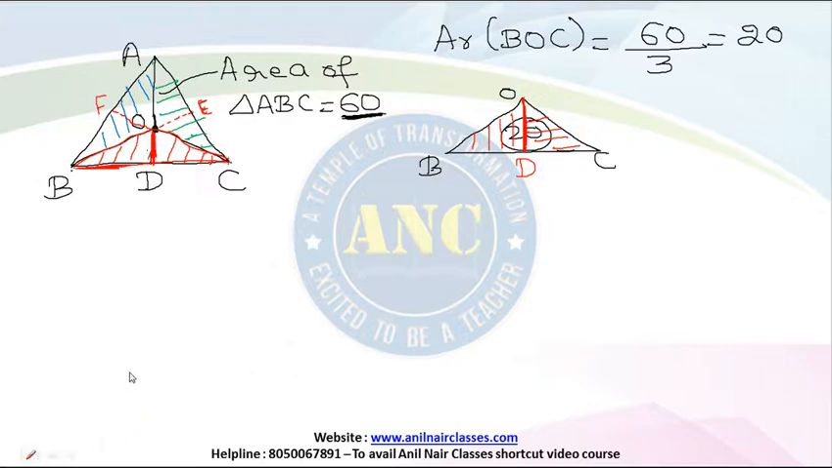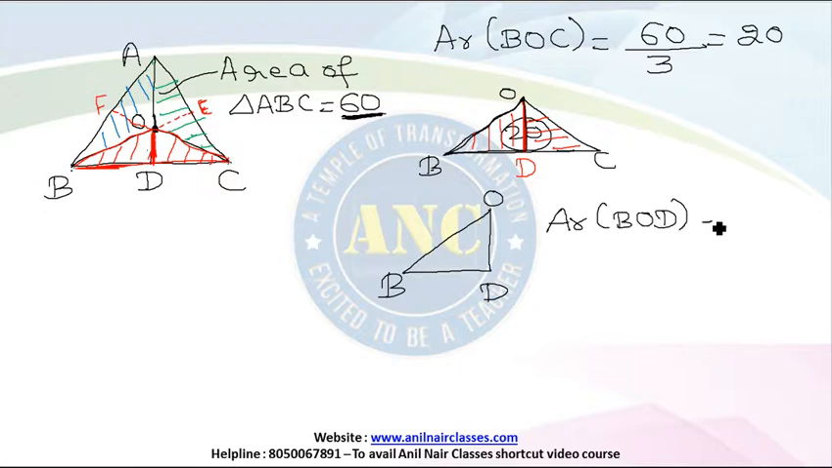That 20 is again further divided. Will these two also be equal, sir? Definitely yes. Let me take any one triangle, for example this triangle BOD. Out of total 20, which is there for BOC, the area of triangle BOD is nothing but half of BOC. Half of 20 is nothing but 10.